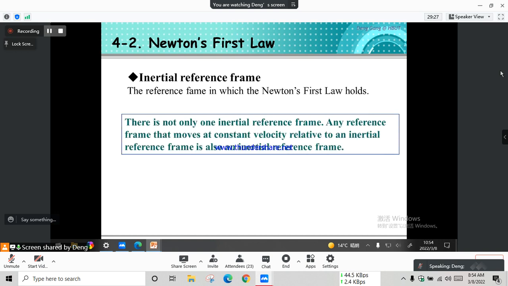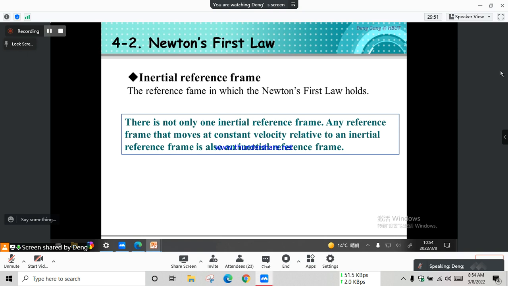But there can be several reference frames in which Newton's law holds. This inertial reference frame is not the only one. There can be several inertial reference frames.